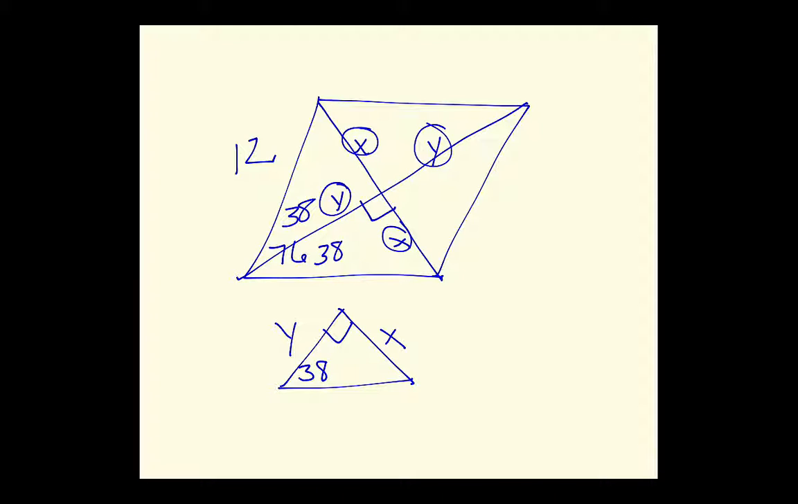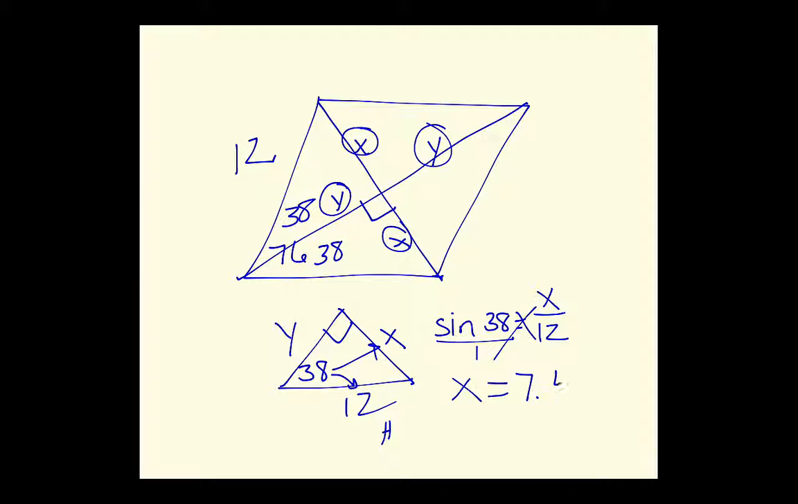This is a tangent relationship, so the tangent of, I'm sorry, no it's not. The side we know was 12, which is the hypotenuse. So this is going to be a sine relationship. The opposite side x over the hypotenuse of 12. So the sine of 38 is going to equal the opposite side x over 12. I cross multiply, x times 1 is x. 12 times the sine of 38 is 7.4. But I have to double that, so times 2 is going to give me the diagonal 1 is 14.8.